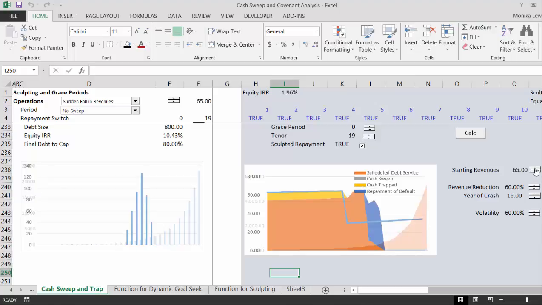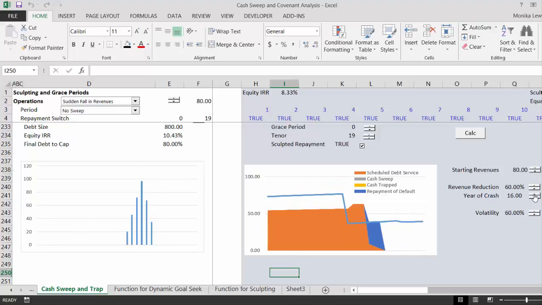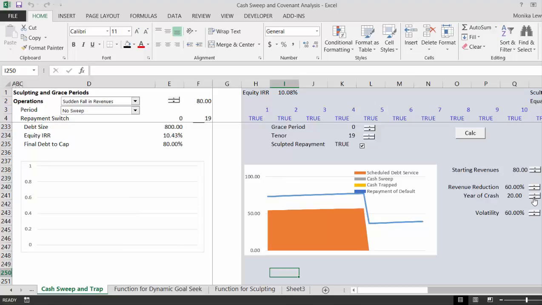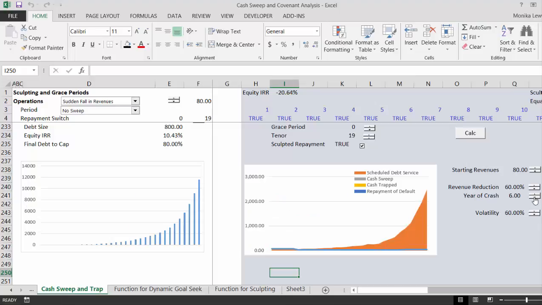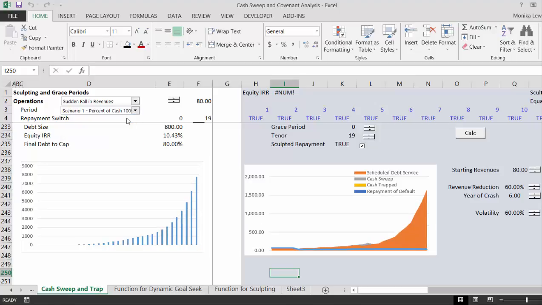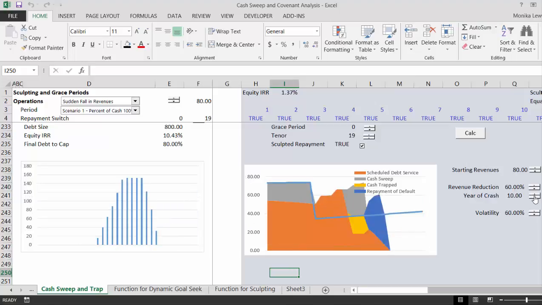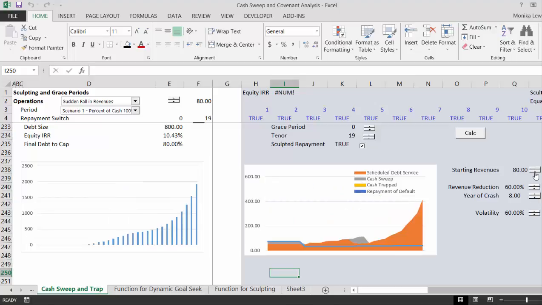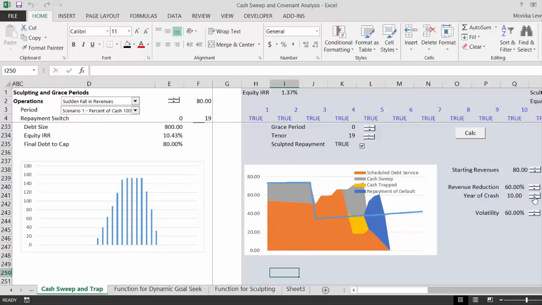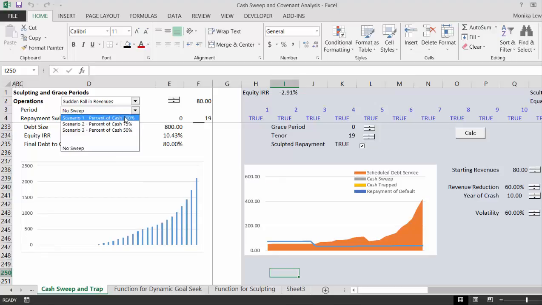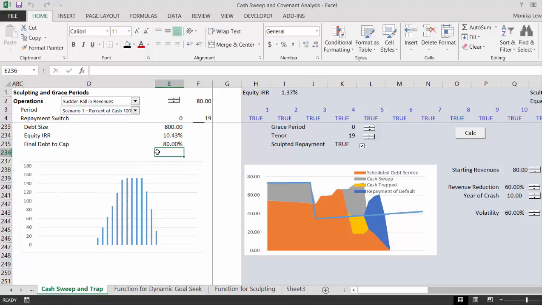So I suppose it depends on when we're starting it. With no sweep, we get a big default, and then we get a default. Ah, that didn't help as much. I haven't done enough, but with 100% sweep, with 10 we can pay it off. With no sweep, we can't pay it off. Well, whatever. You can see the kind of analysis.